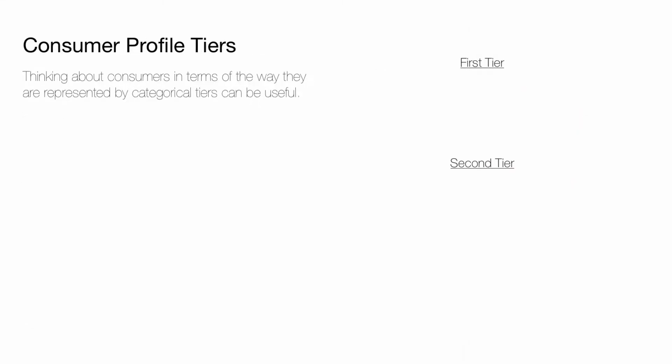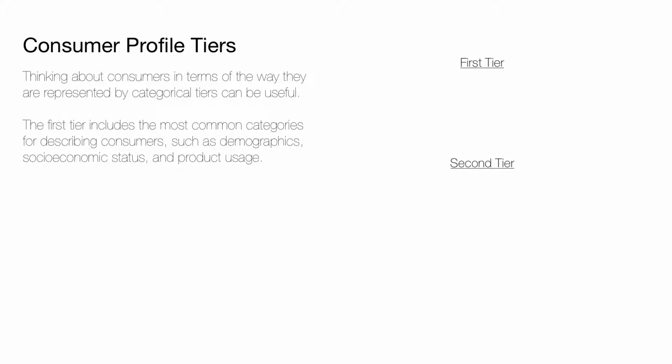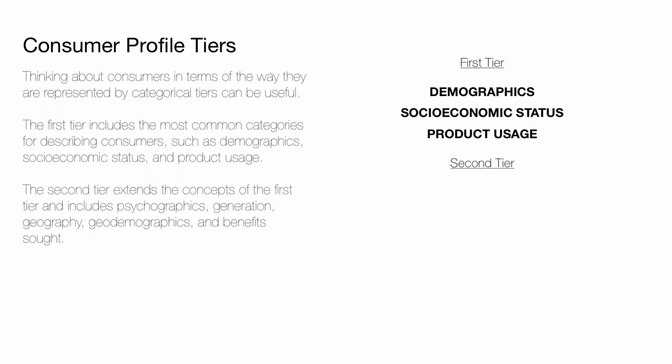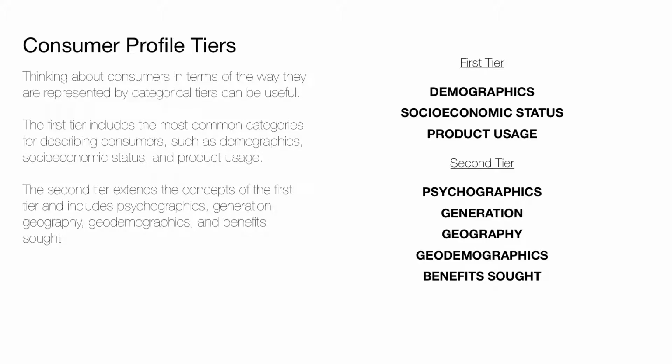Consumer profile tiers. Thinking about consumers in terms of the way they are represented by categorical tiers can be useful. The first tier includes the most common categories for describing consumers, such as demographics, socio-economic status, and product usage. The second tier extends the concepts of the first tier and includes psychographics, generation, geography, geodemographics, and benefits sought. Let's explore the basic definitions of these concepts in a little more detail.